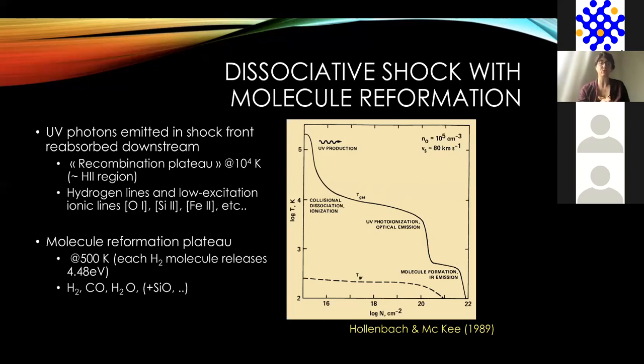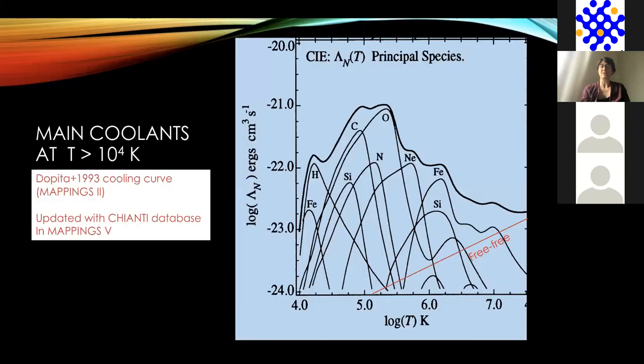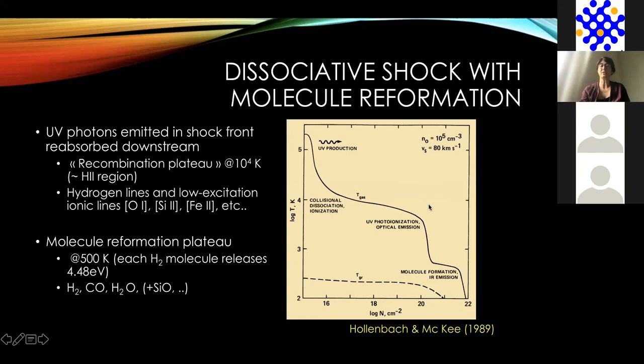There is a new version of the code that includes this transfer. The paper is going to come out very soon. I don't know if it's going to be made public immediately, but maybe you can contact me and I can put you in touch with the people who do this, if you are interested in trying to increase the shock speed above 30, up to 40, 50. Otherwise, the best is either this or the MAPPINGS code, but the MAPPINGS code has no molecules. So if you're observing molecular H2, you can use it. And unfortunately, the Hollenbach and McKee code is not public. So we are trying to reach into the regime of Hollenbach and McKee, but right now we are maybe up to 50 kilometers per second. And it's a lot of work.